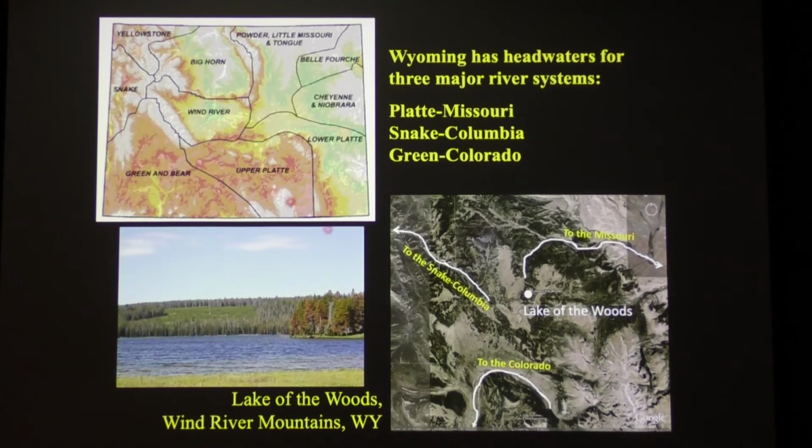The Wind River Range is a unique place that has headwaters to 3 of the major river basins in this country. It has headwaters to the Missouri-Mississippi River. It has headwaters to the Snake and Columbia River, right here in our own backyard. It has headwaters to the Green and the Colorado. Right here at Lake of the Woods, which is right on the Continental Divide.